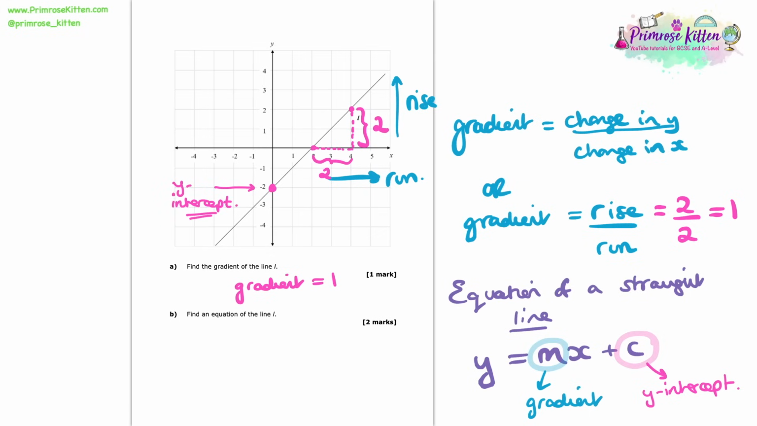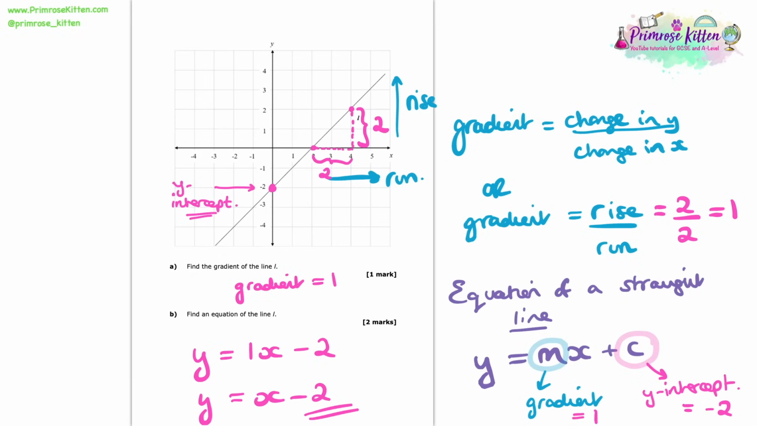So for this particular line, we've already said that the y-intercept is minus 2, and the gradient we've worked out in part A is 1. So we can substitute these in now to this equation of a straight line to say that y equals 1x minus 2. And because we don't generally write 1x, we normally just write x. It would probably be better, although not essential, to write it as y equals x minus 2. And that there is our equation of a straight line.